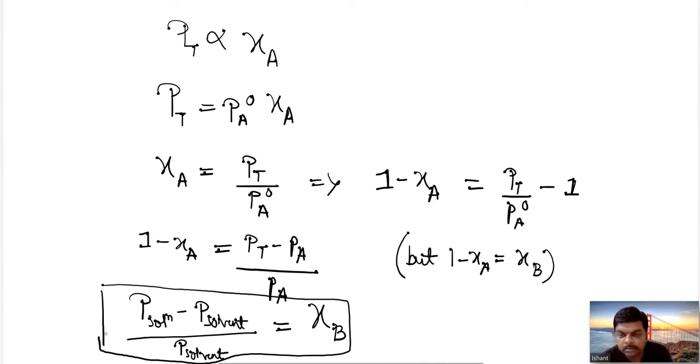Now, this particular form, P solution minus P solvent divided by P solvent: here the value of the total vapor pressure will be lower in comparison to that of the pure vapor pressure of the A component. So this condition is known as relative lowering of vapor pressure. This is our first colligative property. We are going to study this in further classes, but the formula is derived from here only.